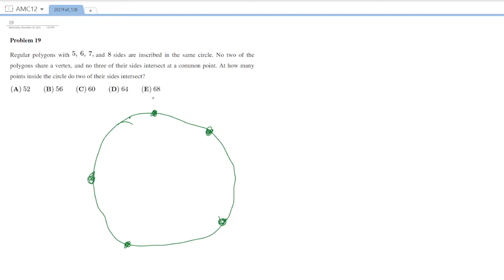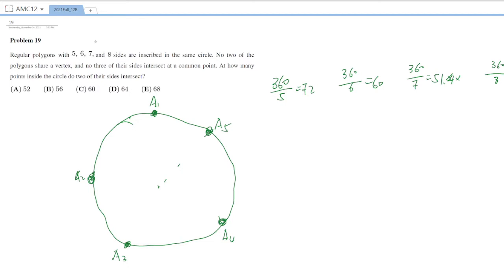Let's say this is A1, then A2, A3, A4, and A5. Let's roughly calculate what the angle is here. Basically 360 over 5 is 72, 360 over 6 is 60 degrees, 360 over 7 is something like 51 point something, and 360 over 8 is 45 degrees. So we roughly know the relationship between them.